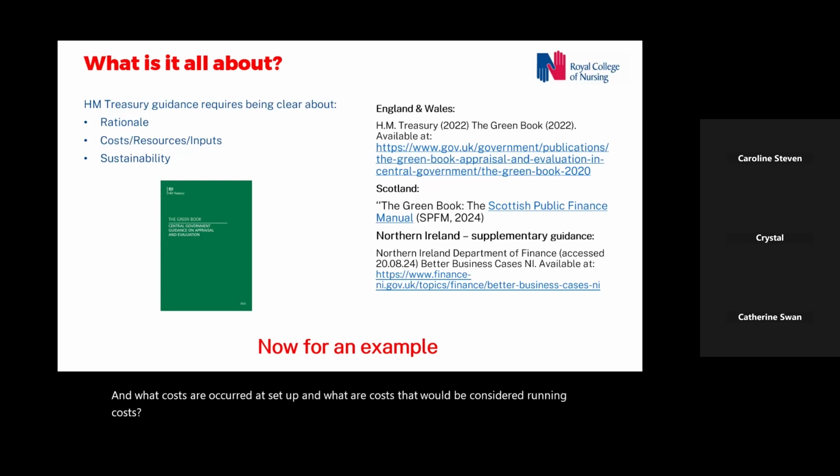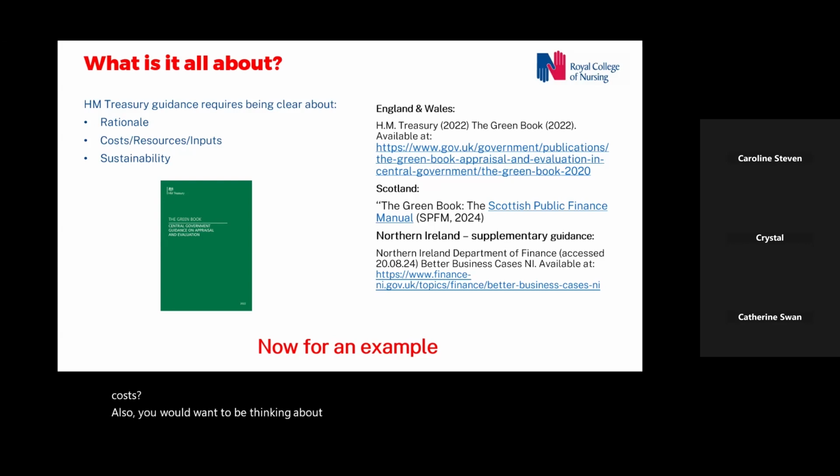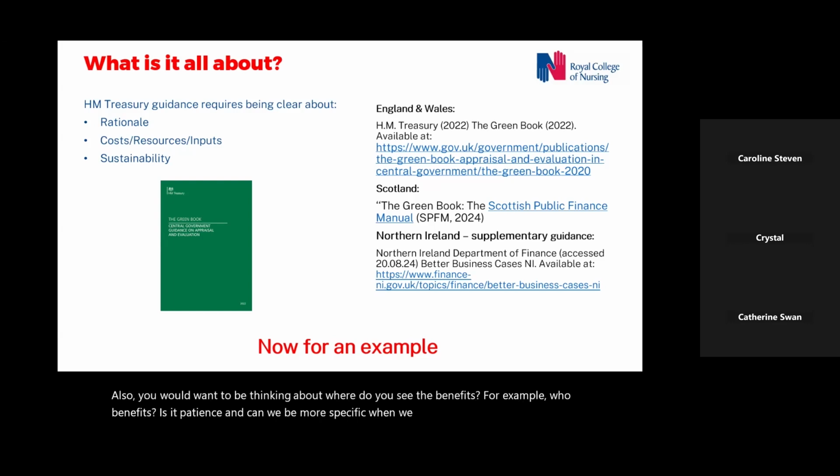Also, you would want to be thinking about where you see the benefits. For example, who benefits? Is it patients? And can we be more specific when we think patients? Are we thinking broadly, or can you actually narrow that right down? Also, who else benefits? We've got benefits for staff, organisation, partners, wider system, the environment. Again, that will be dependent on what it is that you are looking at.